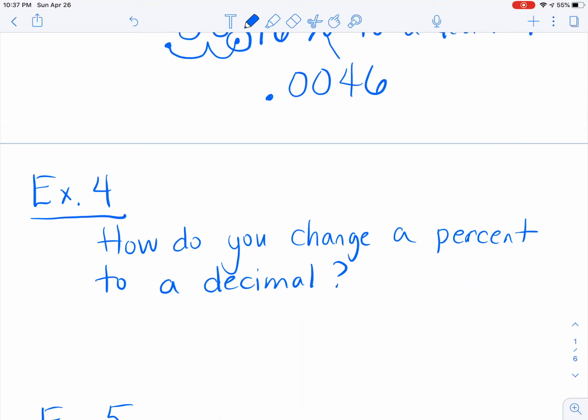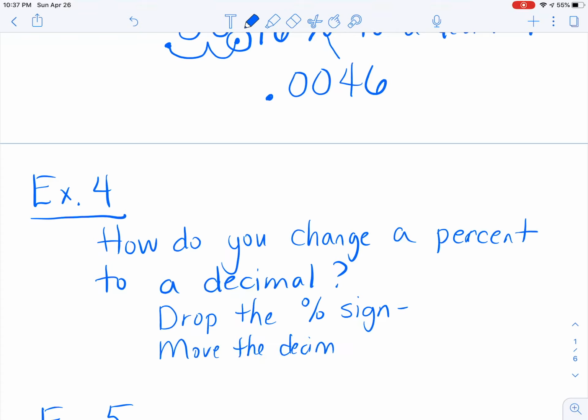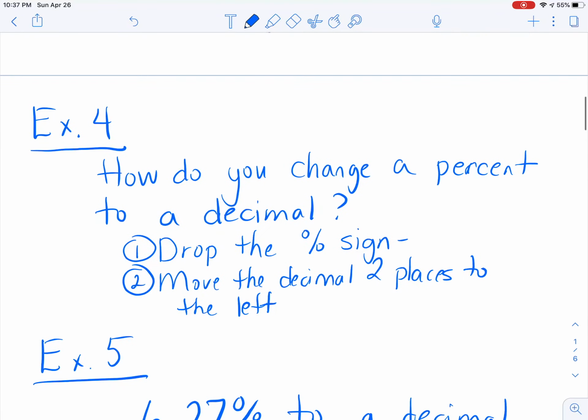How do you change a percent to a decimal? You drop the percent sign, move the decimal 2 places to the left. So there's really 2 steps. 1, drop the percent sign. 2, move the decimal 2 places to the left.